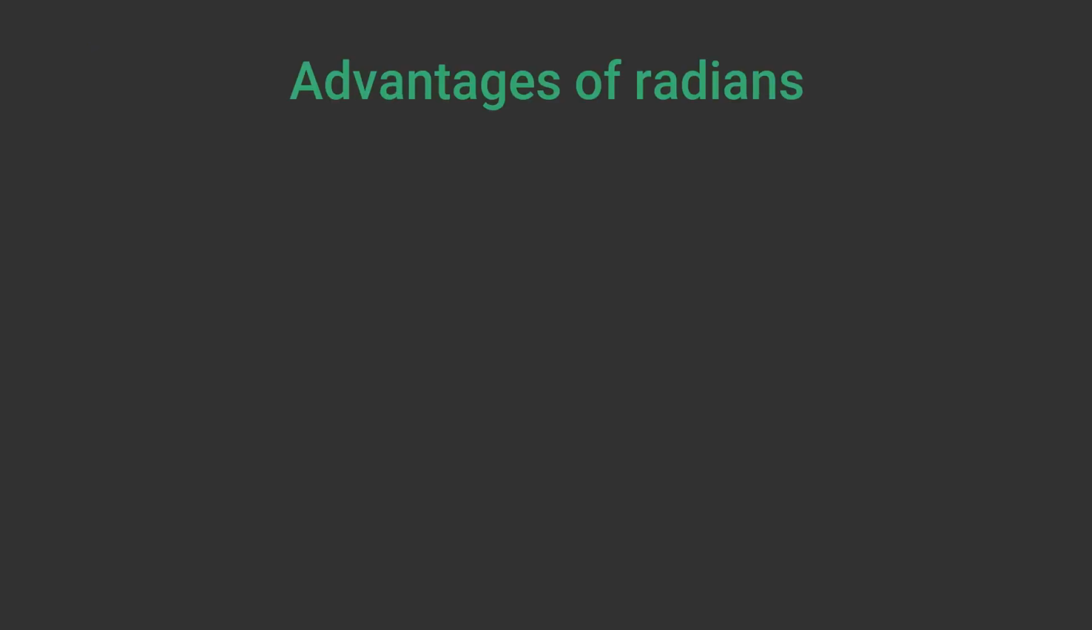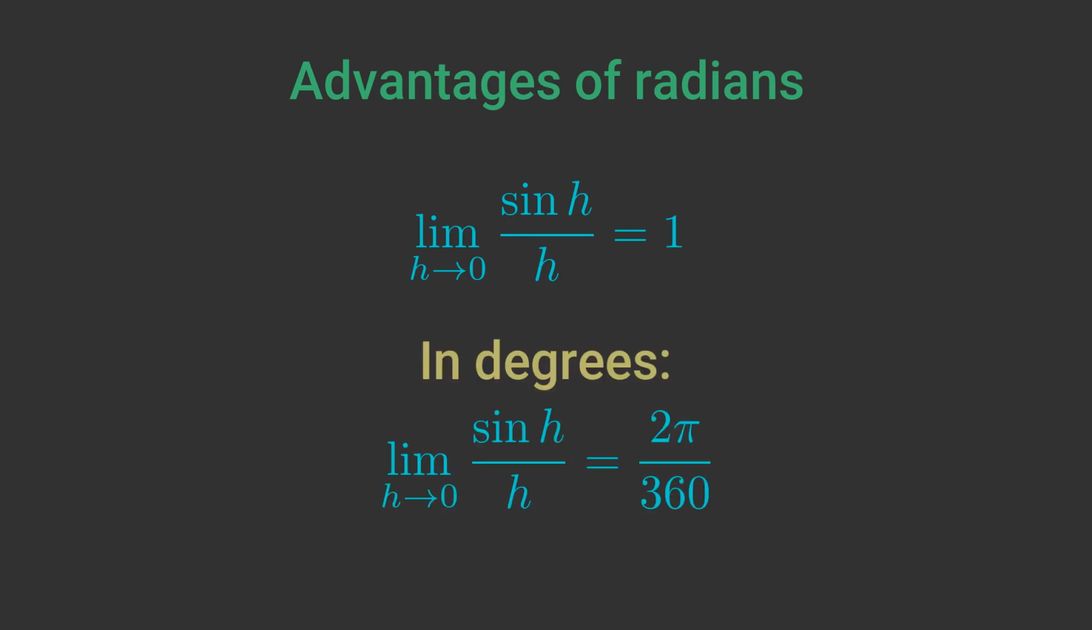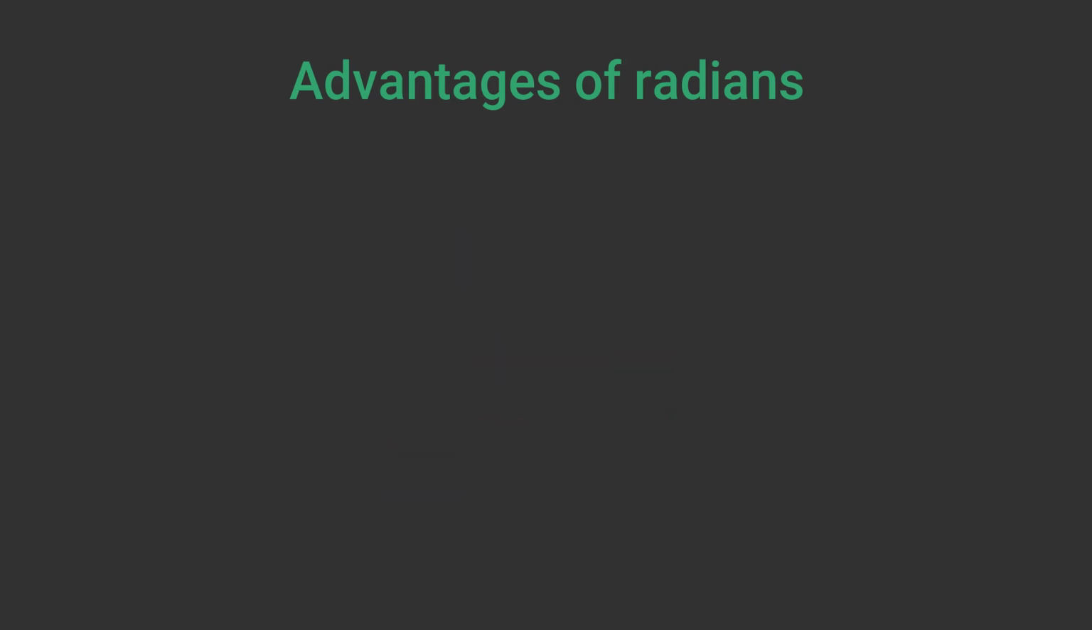Having a slope of 1 at the origin leads to some other important equations, which again we will not prove here. The limit of sine h divided by h, as h tends to 0, is 1. If we measured h in degrees, that limit would be 2 pi divided by 360, which isn't quite so elegant. We can also show that the first derivative of the sine function is the cosine function, and that the first derivative of the cosine function is the negative of the sine function.